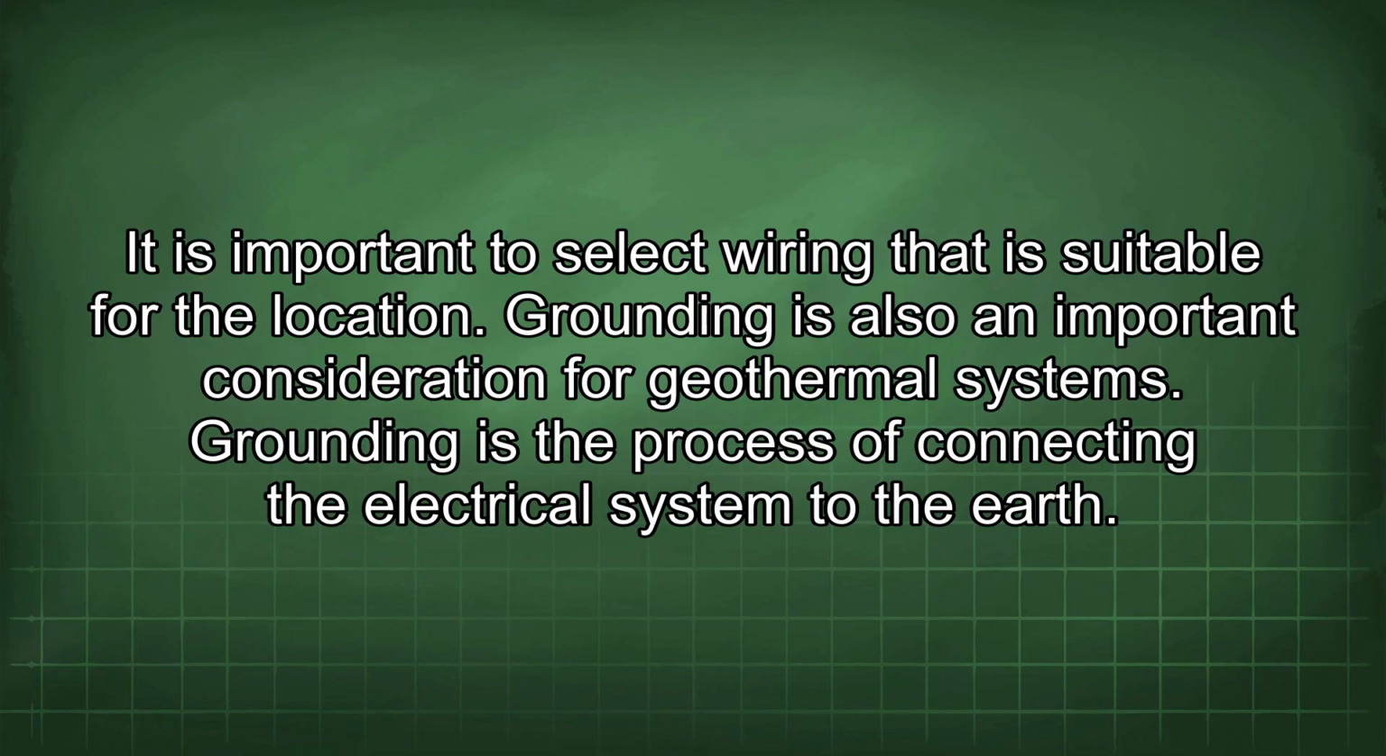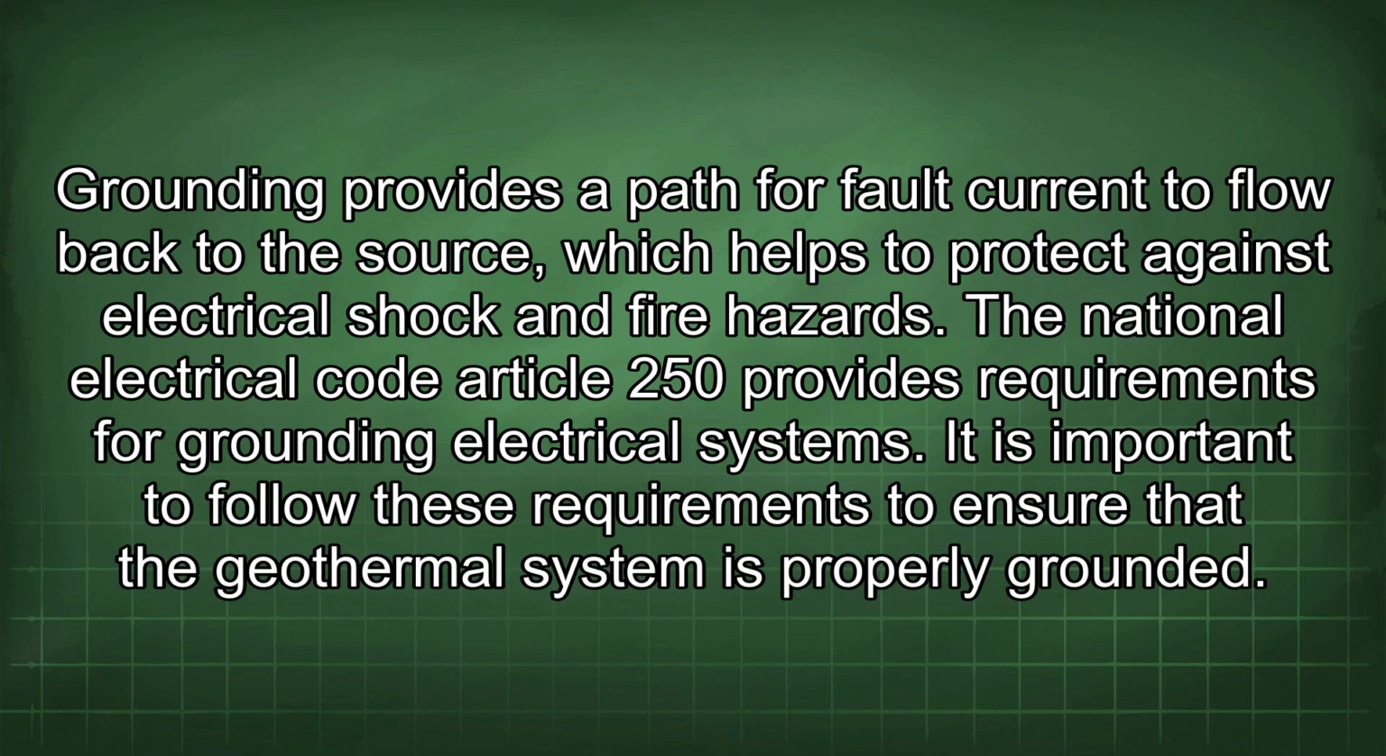Grounding is also an important consideration for geothermal systems. Grounding is the process of connecting the electrical system to the earth. Grounding provides a path for fault current to flow back to the source, which helps to protect against electrical shock and fire hazards. The National Electrical Code Article 250 provides requirements for grounding electrical systems. It is important to follow these requirements to ensure that the geothermal system is properly grounded.